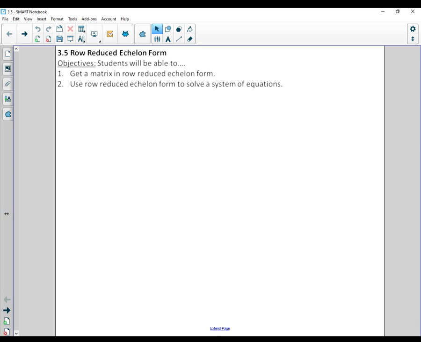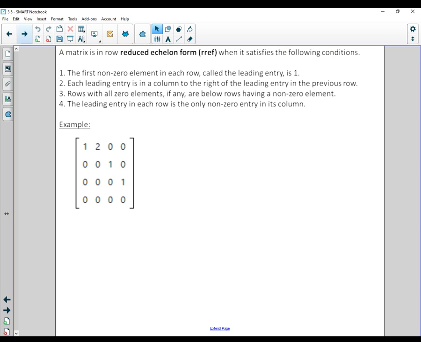Matrices, and it's called row reduced echelon form. And we're going to go over that today, and it's something super nice, especially using your calculator. So, a matrix is in row reduced echelon form, RREF, when it satisfies the following conditions. Memorizing the conditions, I think, is more complicated than just understanding what it looks like.